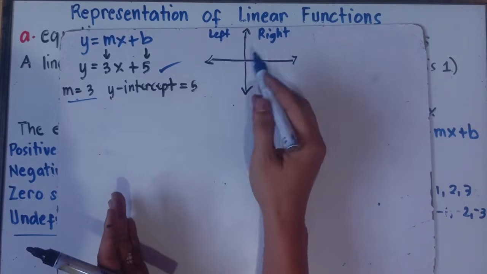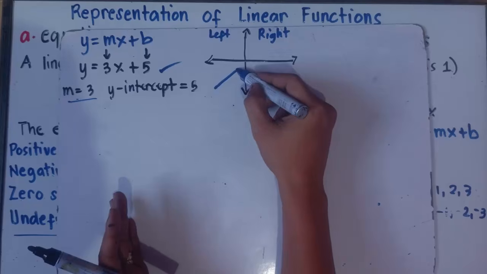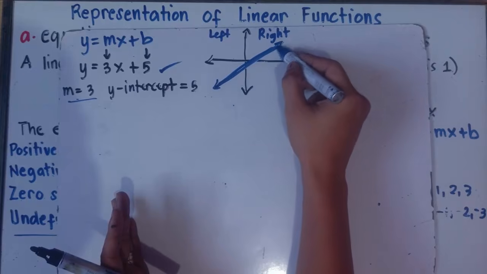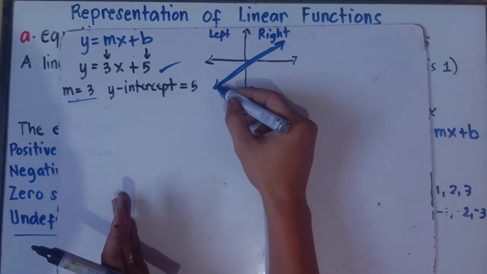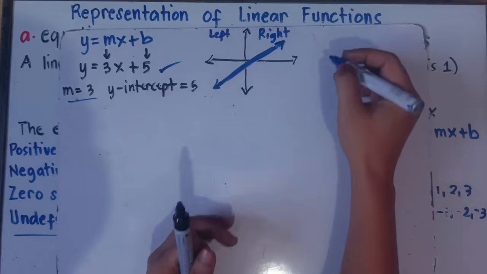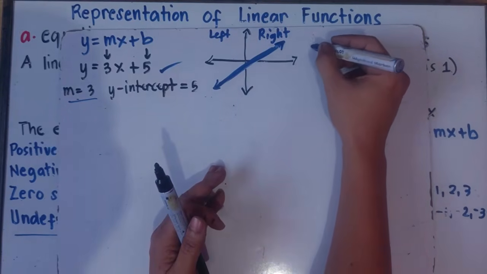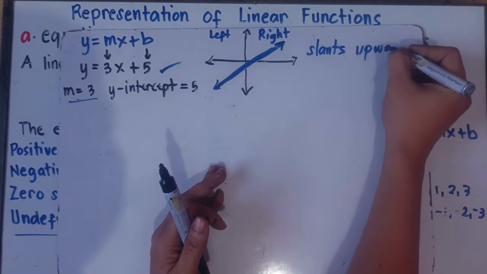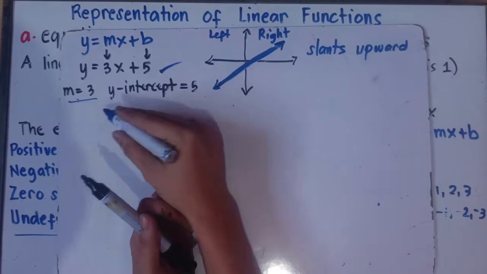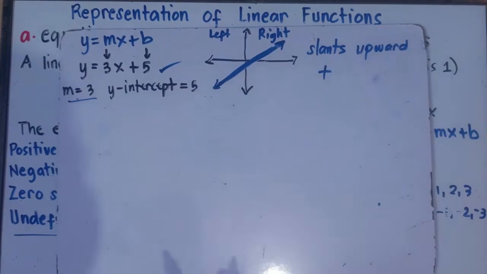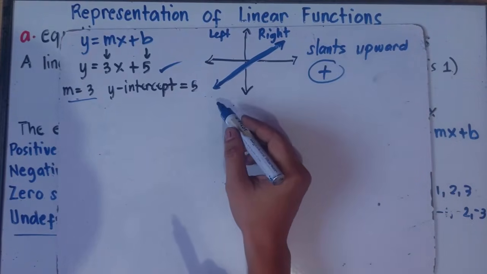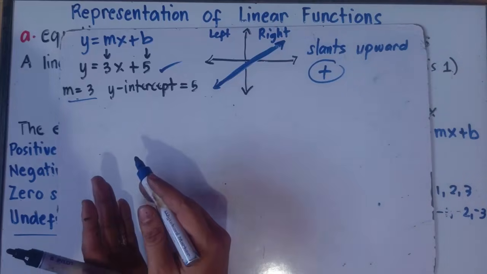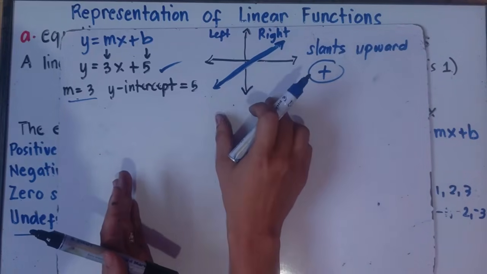This is left, this is right. So therefore, the line rises from left to right. This will be your expected graph. Therefore, the slope or expected graph slants upward. Why is that? Because your m is positive. If you have a positive slope, automatically your expected graph slants upward, and the line rises from left to right. I hope you understand this one.